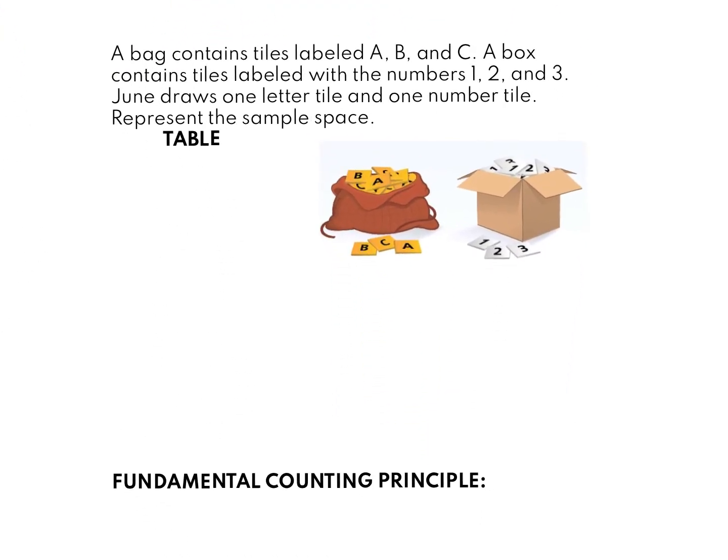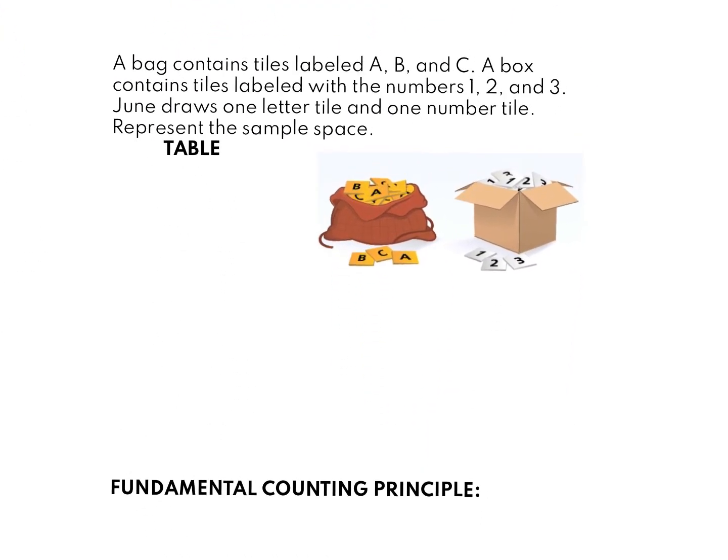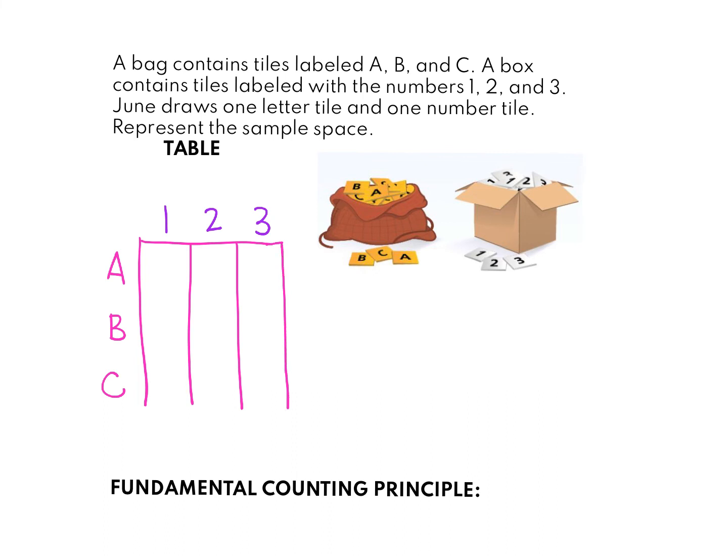And last but not least, another way to create a sample space is using a table. So here is the scenario. A bag contains tiles A, B, and C. A box contains tiles with the numbers 1, 2, and 3. You're going to draw 1 tile from the bag, 1 tile from the box. I'm going to show you how a table can work here. So on the left-hand side of my table, I'm going to start with all the options for the bag. And on the top, I'm going to write all the options in the box. I'm going to create myself, you guessed it, a little table.